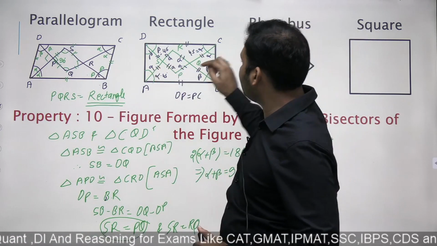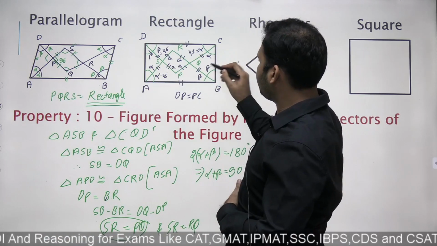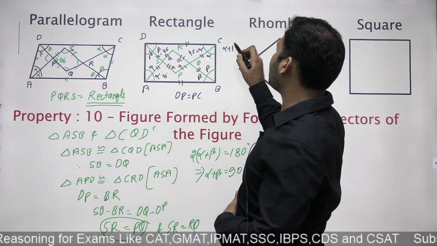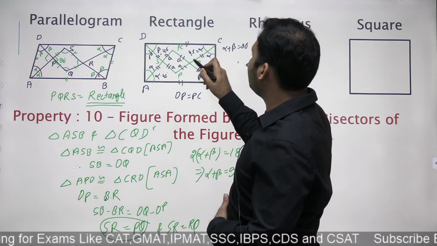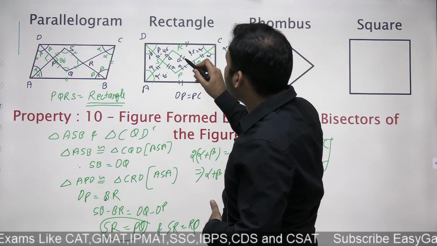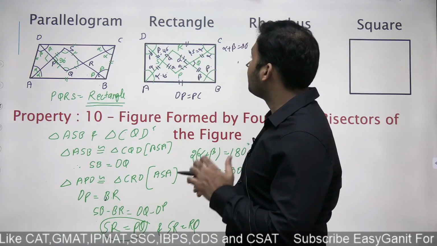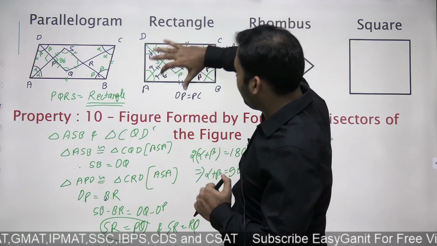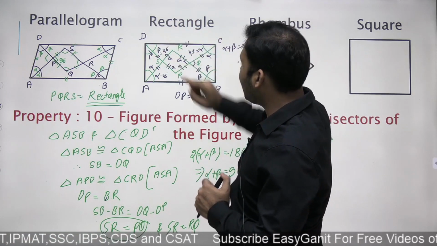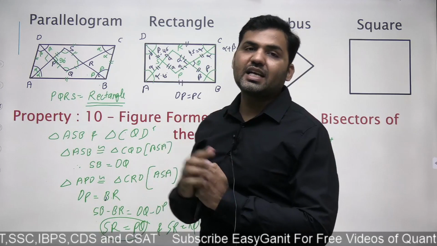And because this plus this is alpha plus beta combined, and alpha plus beta combined is 90 degrees, this angle will also be 90. This angle will also be 90. So you see that in a rectangle with four angle bisectors, the figure that you're getting has all four sides equal.